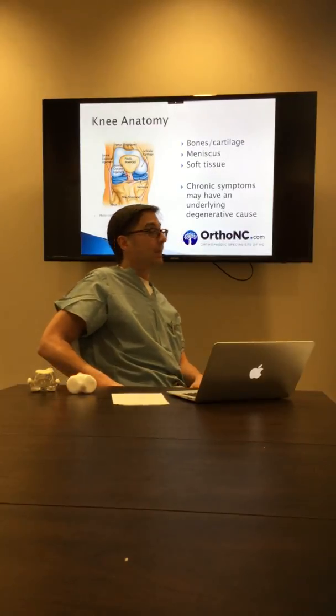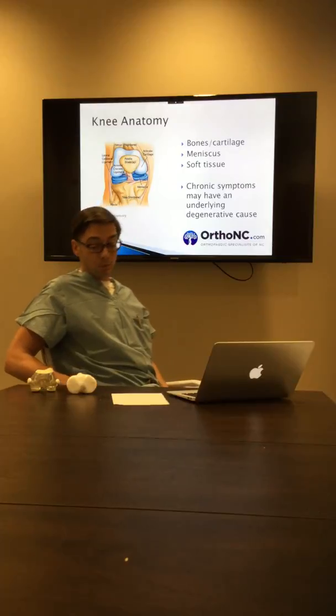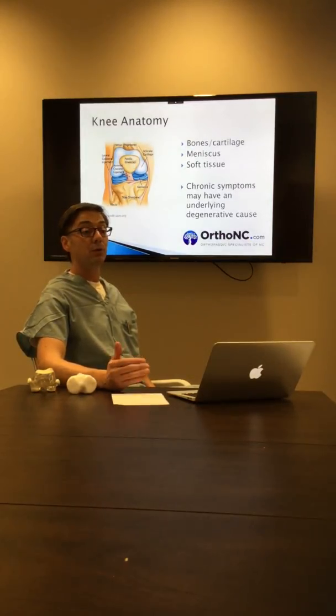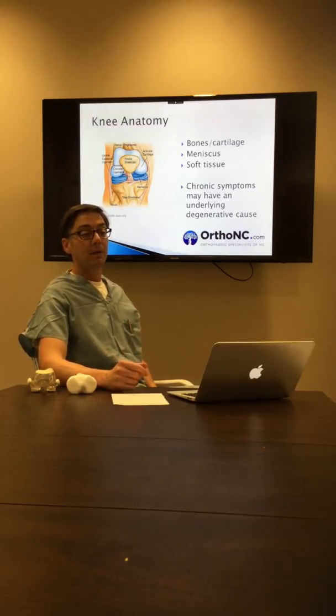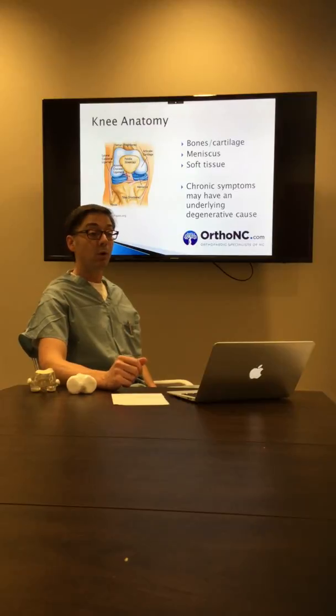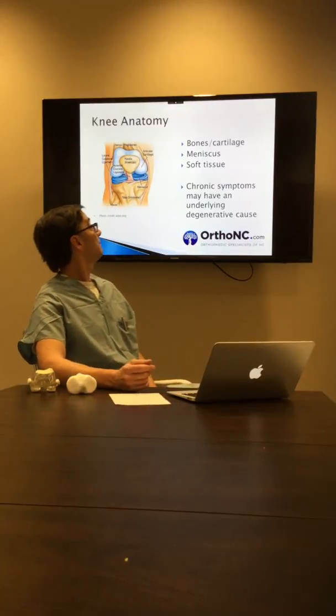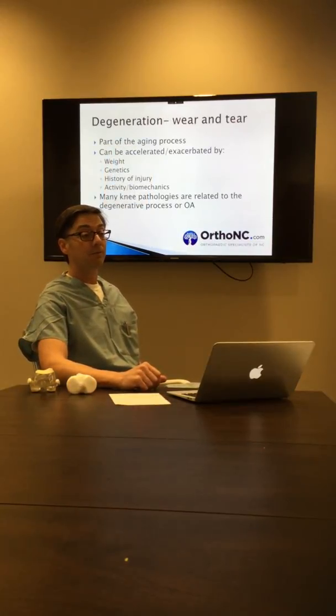First of all, with knee anatomy, whenever we're dealing with a knee issue, we are dealing with the bones or the cartilage, the meniscus, or other soft tissue structures around the knee. Knee pain often takes many forms. Some symptoms can be chronic, and if so, there may be an underlying degenerative condition or disease, such as osteoarthritis.